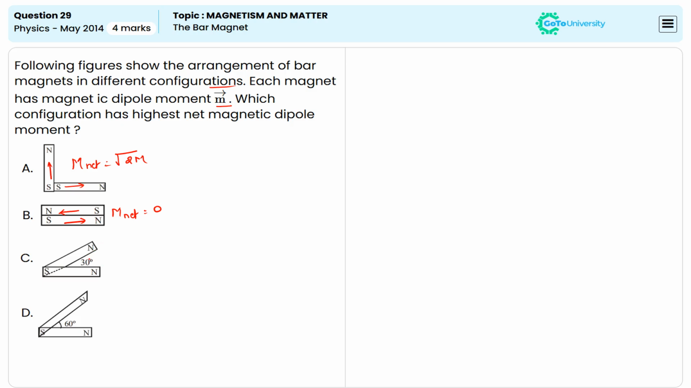And here they are given in terms of angle. Then we know the relationship for the net magnetic dipole: m net is equal to under root of m1 square plus m2 square plus 2 m1 m2 cos theta. That means it purely depends upon the theta value. If the cos theta value increases, then definitely the net magnetic dipole value also increases.